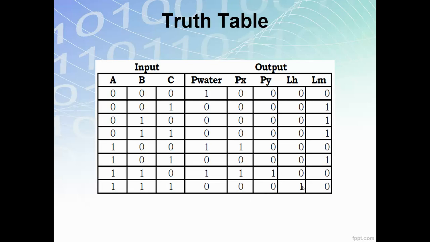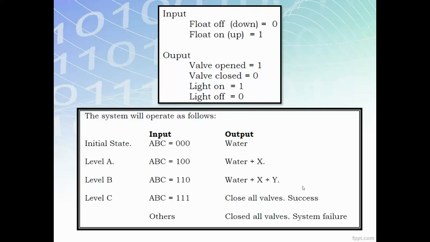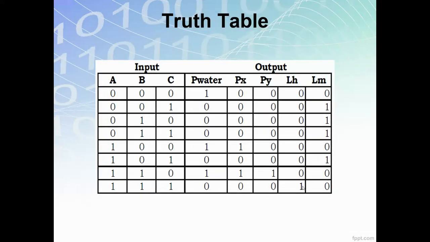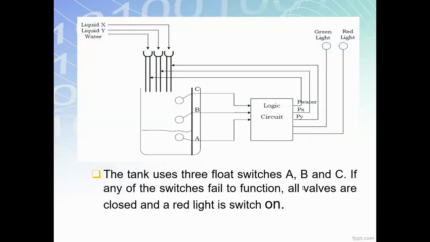So maknanya semuanya dia akan tutup dan lampu hijau akan menyala, menandakan the function is being success or the operation is already success. Okay, so dia macam mana you translate kita translate benda tu. So dia daripada maklumat ini, when the initial state empty, when the system is start, the valve water will be to allow the flow of water. So maknanya bila empty, P water akan keluar. Menyala. Okay, dia masukkan water kan.